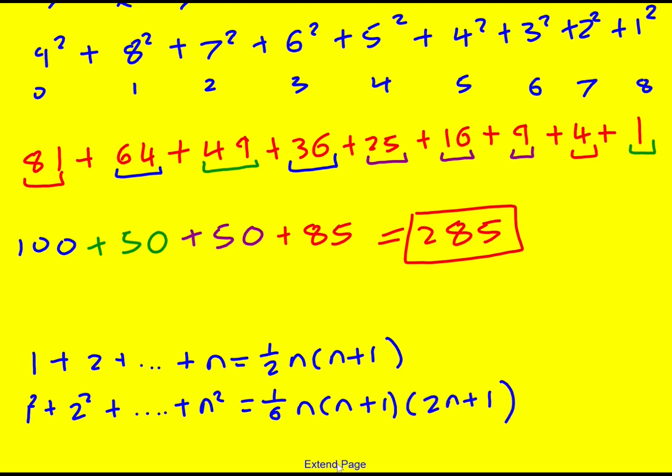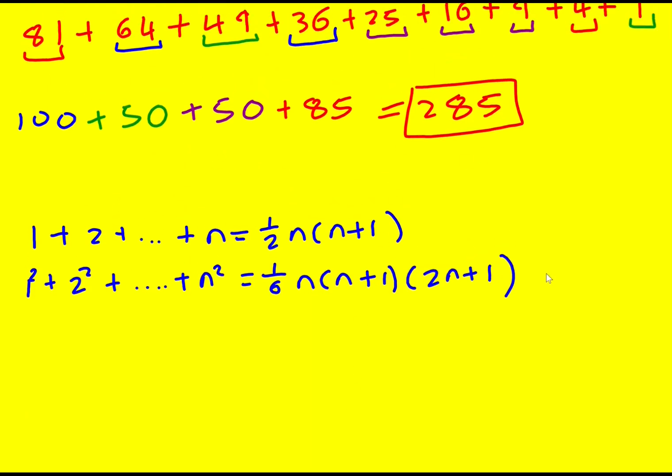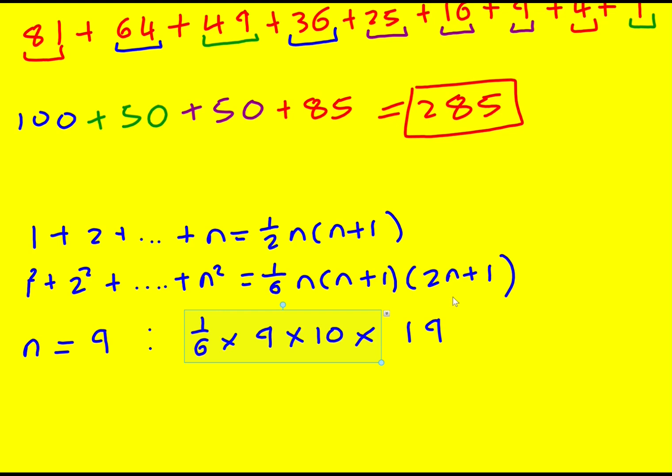It's not going to save a great deal of time here, but if you're adding even more, then the more you're adding, the better this method becomes. So for us, where n is equal to 9, because that is our last square number, it's going to be 1/6 times 9 times 10 times 19. And then rather than multiplying them all together, I'm going to divide the 9 partly by the 6 to give me a 2 here and a 3 here.